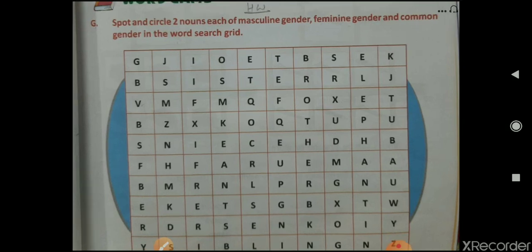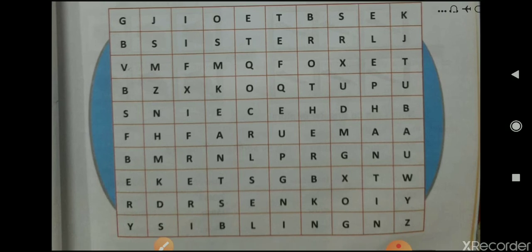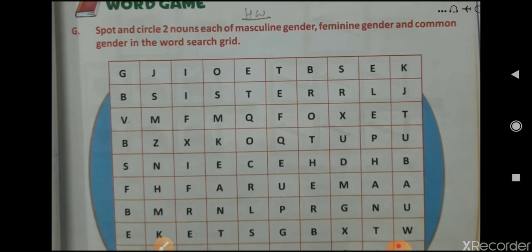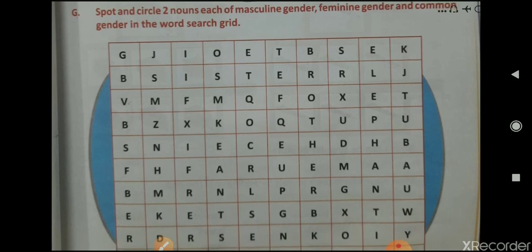This is all for today. We have completed all the exercises of lesson number 6 except this one. So you have to complete your work in your book.